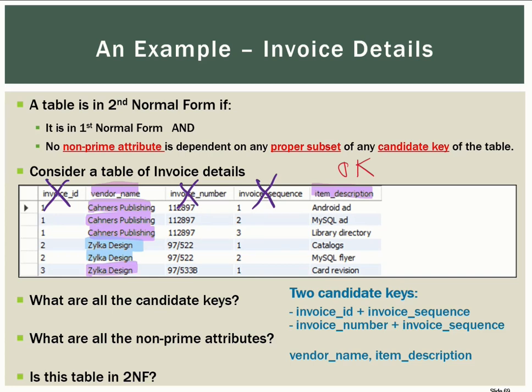So it appears to me like the vendor name as a non-prime attribute is dependent on a proper subset. In fact, it looks like the vendor name is dependent on the invoice ID. You could also make the argument that the vendor name is dependent on the invoice number. So given this, we would say that this table is not in second normal form.